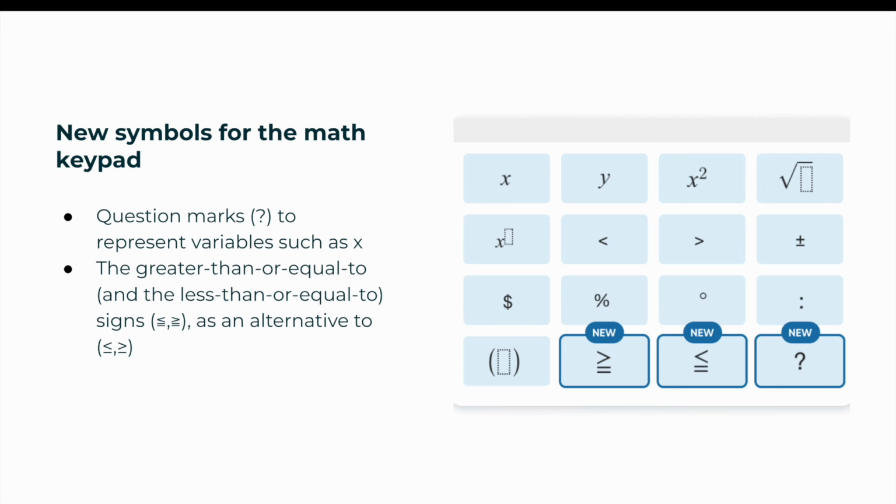We've also added in some new symbols for the math keypad. Early math learners can now use question marks in their math keypad and in their math questions to help represent any unknown quantity or variables. We've also added the greater than or equal to and the less than or equal to symbols that have the full equal sign as an alternative to the symbols that we had previously. This way you have access to whatever symbol is used in your context or in your curriculum.